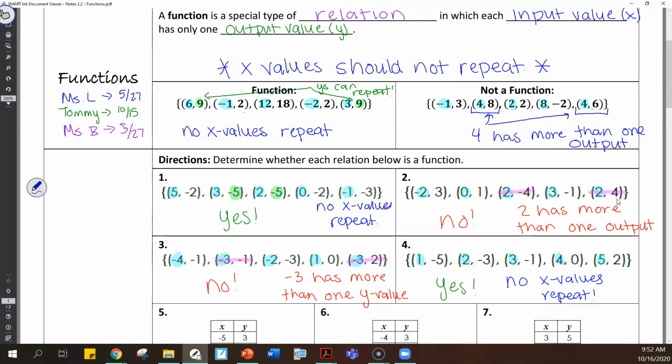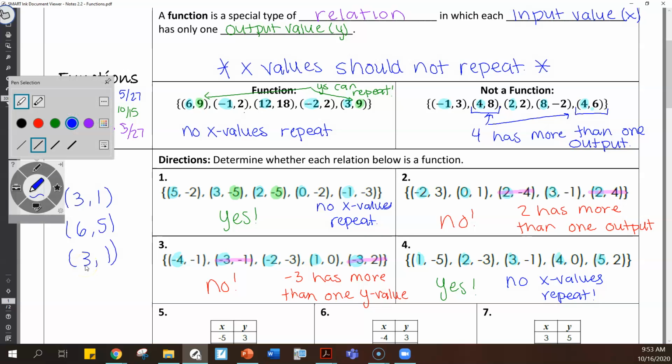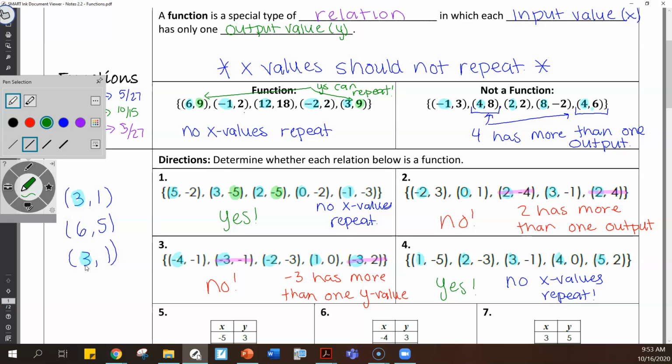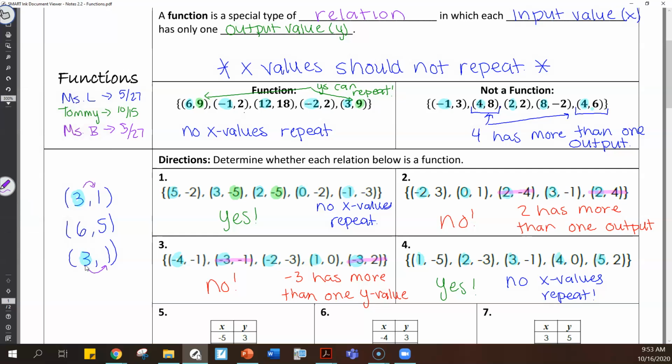I want to clarify something real quick, in that if I have a relation in which there is more than one x value, so if I have like 3, 1, 6, 5, and then 3, 1, this still is a function because 3 still only has an output of 1. Okay, this can be a little tricky because it doesn't have different output values. 3 is giving you 1 every time you see it. So you can check that the x values don't repeat, but you also have to make sure that it has different y values. If it has different y values, it is not a function. If they happen to have the same y value, that's just the same point. So that is still a function.